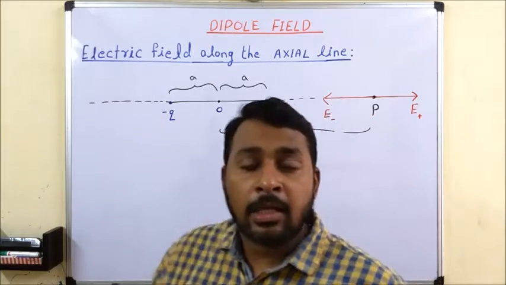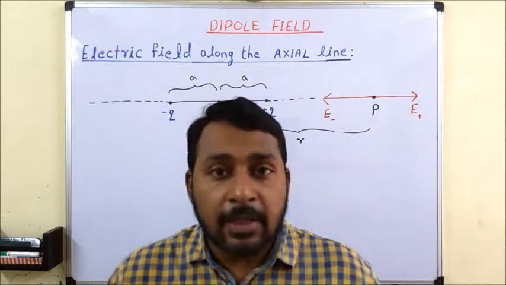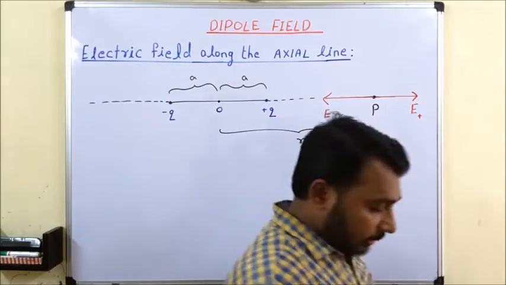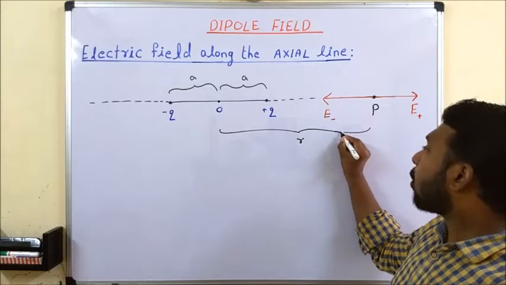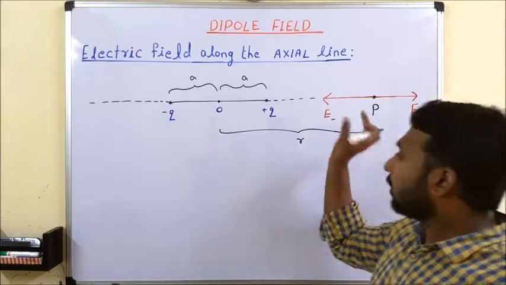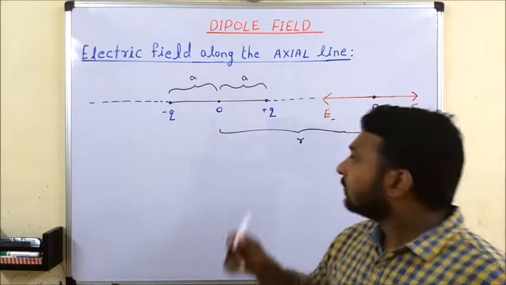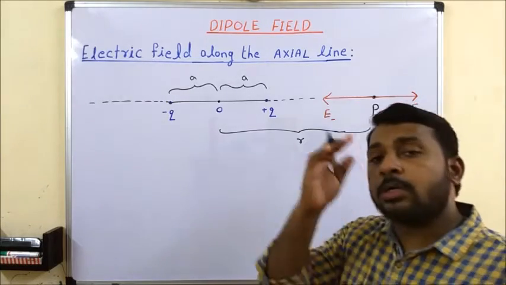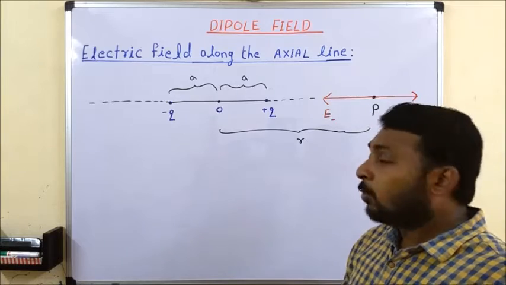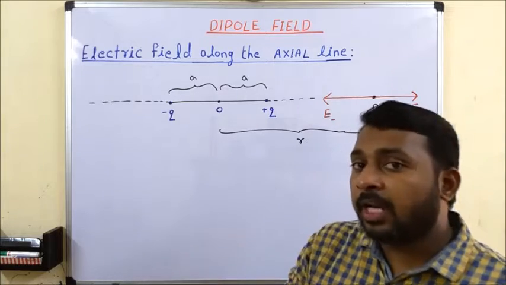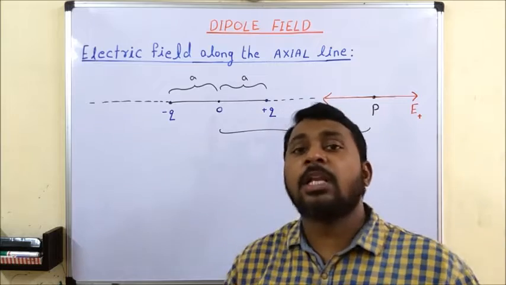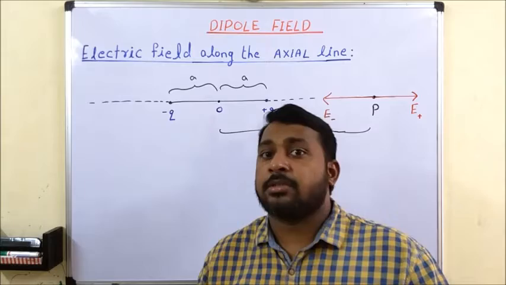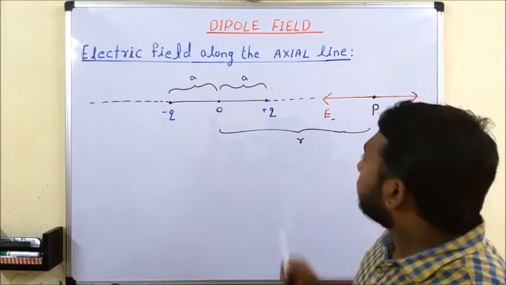Okay. Now, the net electric field will be the vector sum of these two. Look at the diagram. Which field will be stronger, E plus or E minus? See this. The positive electric field will be stronger because we have studied that the electric field at a point is inversely proportional to the square of the distance. Clear?